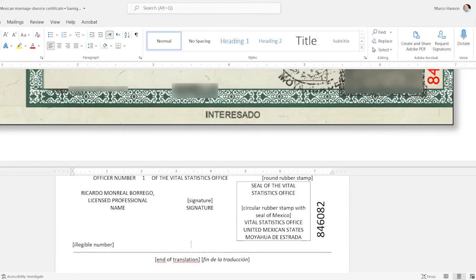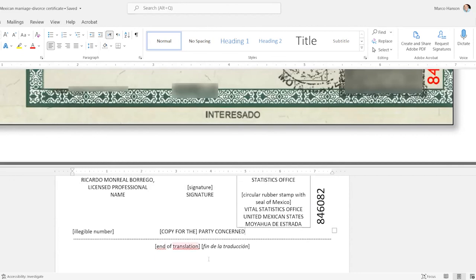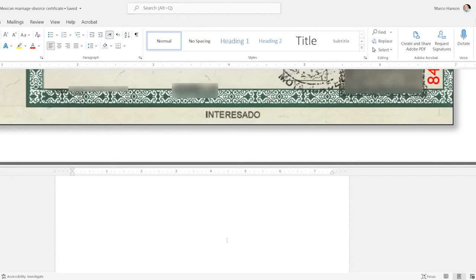We know that it means this copy was printed up for somebody named in the document who came by the office and paid the fee to get a copy of it, rather than the copy that's kept by the government office. So I've decided, and correct me if you disagree, to say "copy for the [party concerned]" to carry the idea of interesado. Some people would understand "interested party" in English. That's not a bad translation. But I think "party concerned" is a little bit clearer, and it's in the legal register.